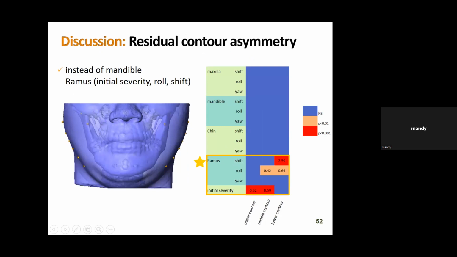For the residual contour asymmetry, we found that the initial severity of contour asymmetry, and roll and shift asymmetry of the ramus were significant factors of postoperative contour asymmetry. The residual lower contour asymmetry was affected by the ramus rather than the underlying mandibular body.